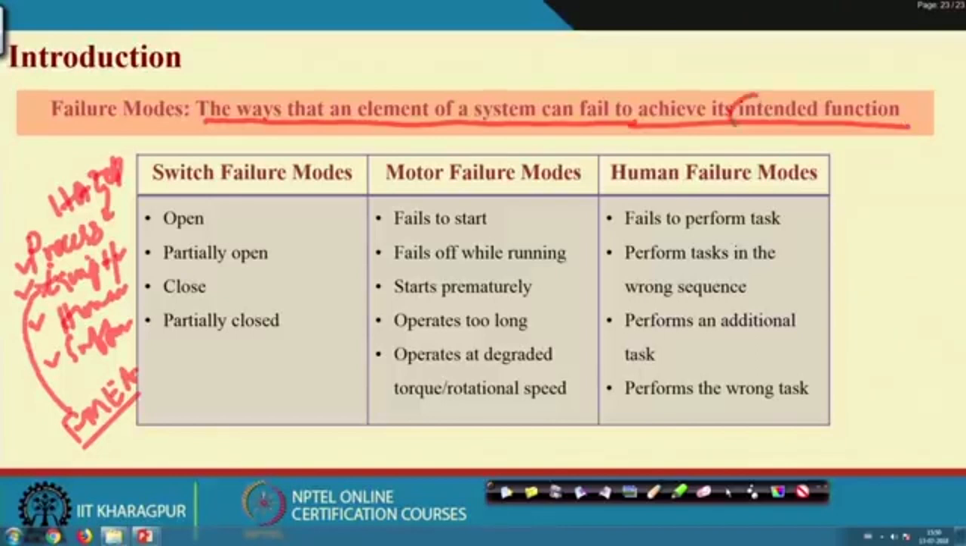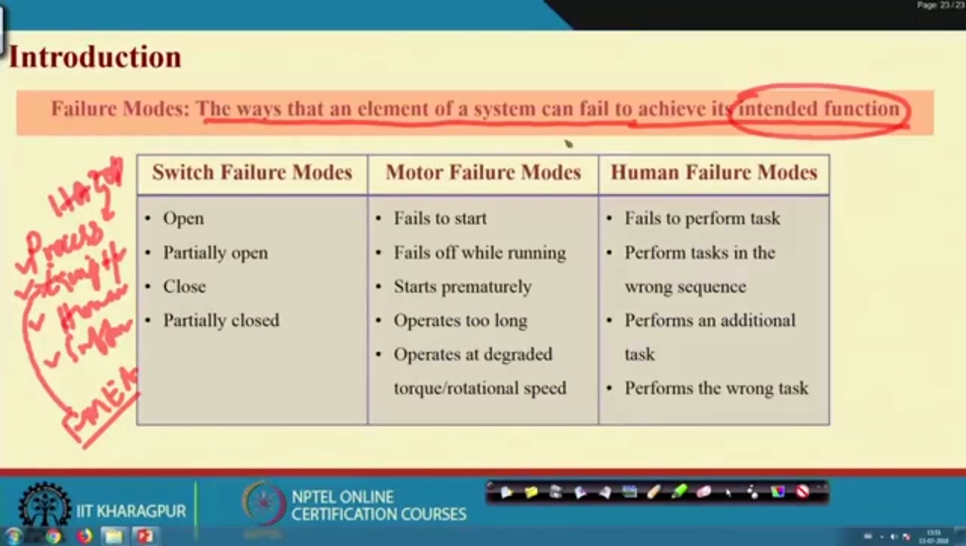Please keep in mind that intended function is very important, because whether it is a system, subsystem or component, whatever we have developed is for certain purposes. That is the intended function. Even a valve, as a component, has an intended function. Now a valve can fail, a switch can fail, a motor can fail, a human can fail. There are process failures, equipment failures, human failures, software failures. Everywhere there are different ways it will fail, and every way is a mode. So the ways an element of a system can fail are the failure modes.